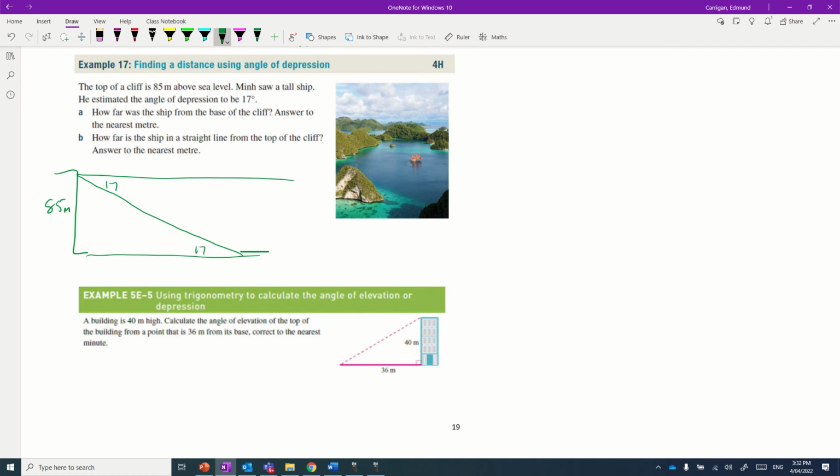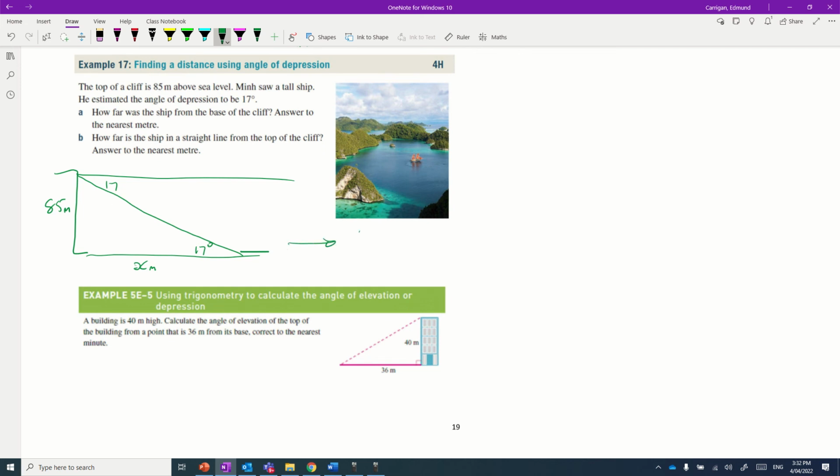And let's also put our 17 degrees down the bottom there. How far was the ship from the base of the cliff? Answer to the nearest metre. All right. So, I'm sorry, I've used up all the space with my very big diagram in the notes themselves, so I haven't done that.